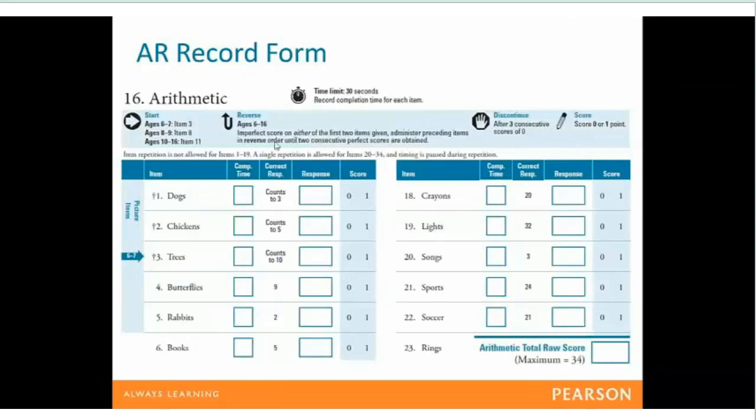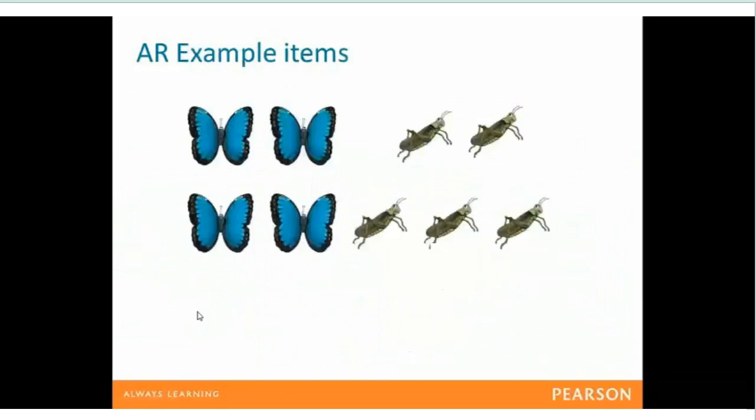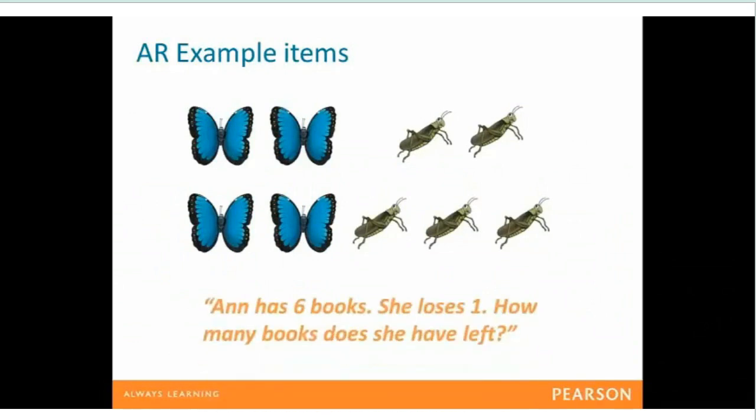The first 5 items are all picture items followed by verbal items. Here's an example of a picture item: 4 butterflies, 5 grasshoppers, how many altogether? And then the verbal items are just read to the child. They have to do them in their mind. They're not allowed paper or pencil or an iPhone or a calculator.